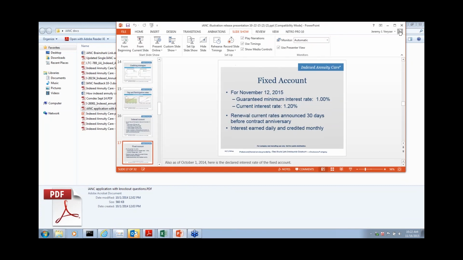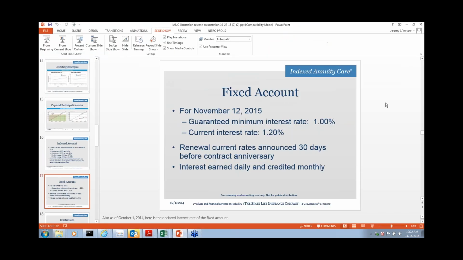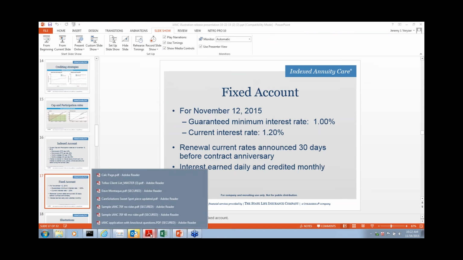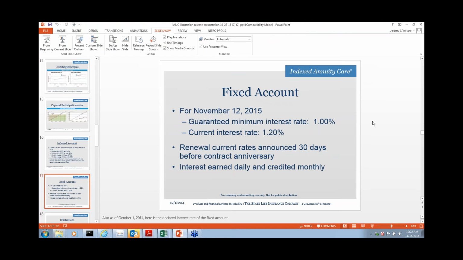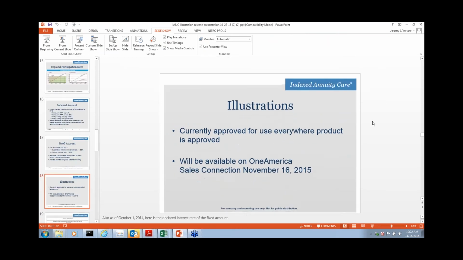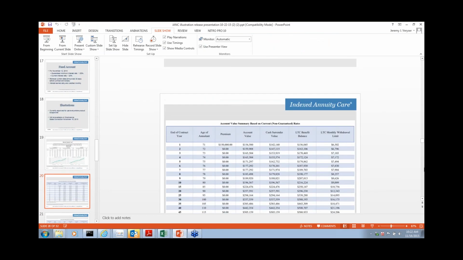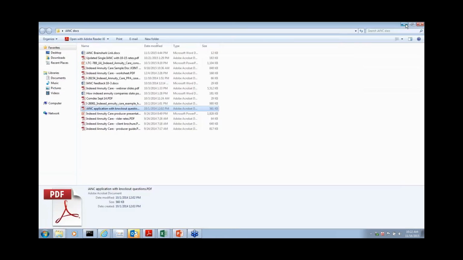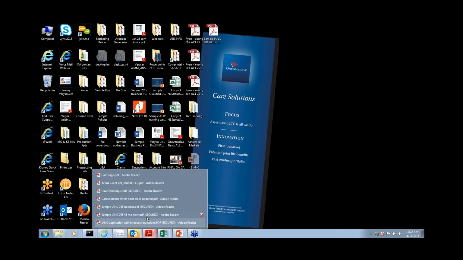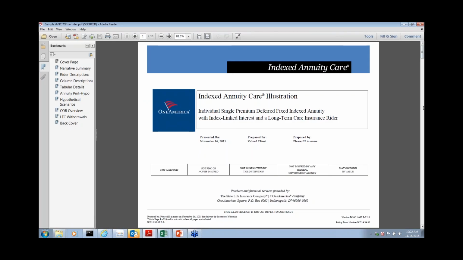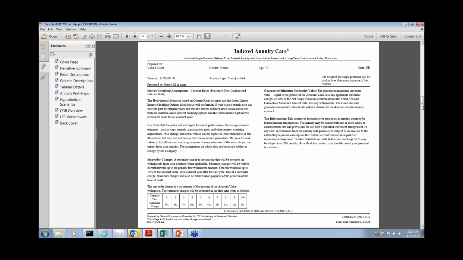For those that are interested in looking at the rider, we'll have a quick look, but what I want to first do is pull up the illustration here. I'm just going to go ahead and pull up the actual illustration itself because I have them right down here. So here's the illustration with no rider, okay? A lot of this stuff you're used to.